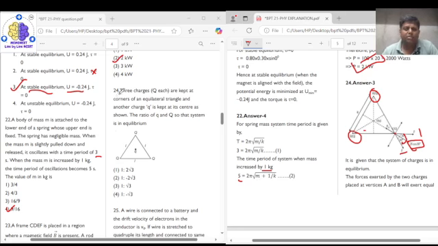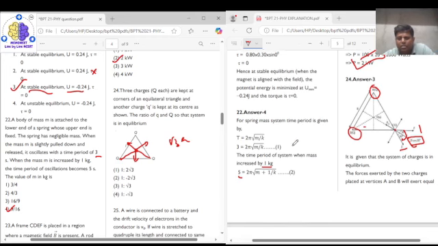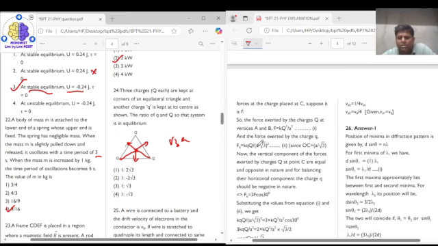They are saying the charges are kept at the corners of the equilateral triangle, and this is in equilibrium. Equilibrium means the net force on this will be 0, that is, the net force on Q will be 0. So the net force on Q will have one force because of this Q, another because of this Q, and another because of this Q, right? And the distance between this center point and this is A by root 3, because it is the centroid, right? And the distance is this.